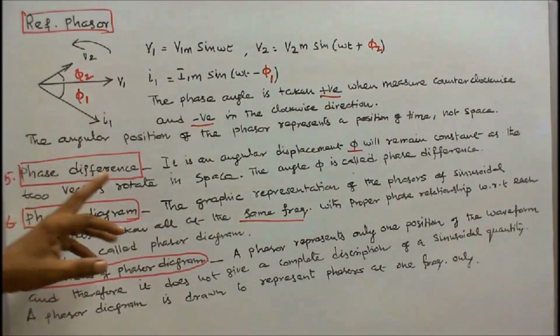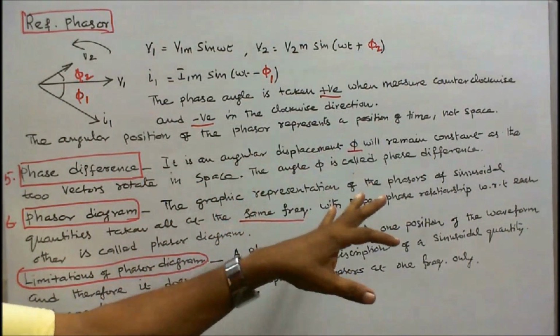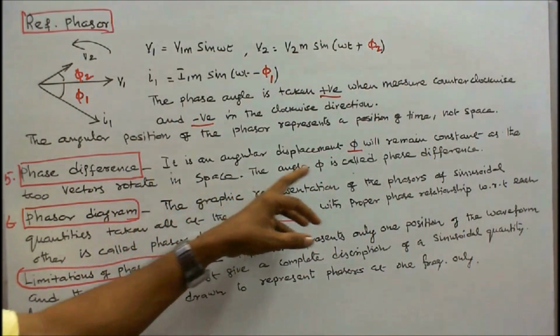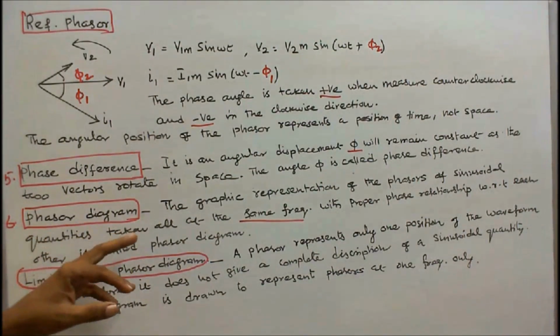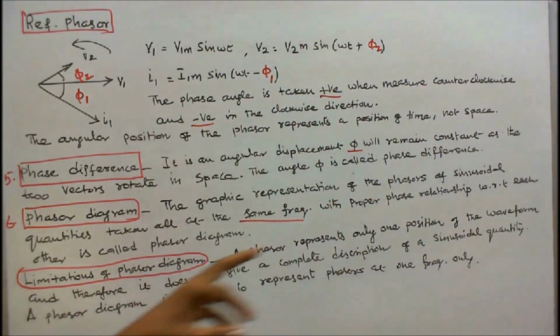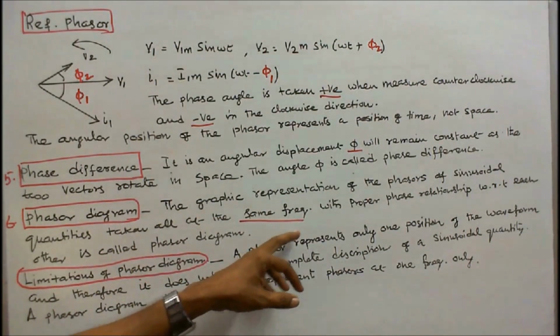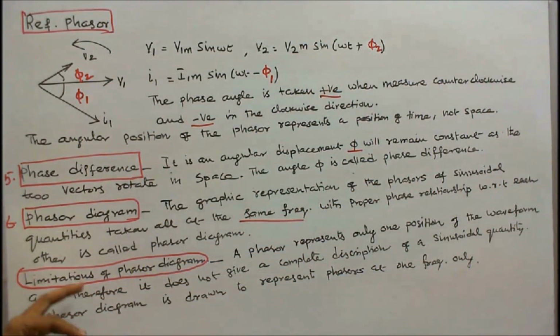Number five, phase difference. It is an angular displacement phi that will remain constant as two vectors rotate in space. The angle phi is called the phase difference. Number six, phasor diagram. The graphic representation of the phasors of sinusoidal quantities, all at the same frequency, with the proper phase relationship with respect to each other is called a phasor diagram.